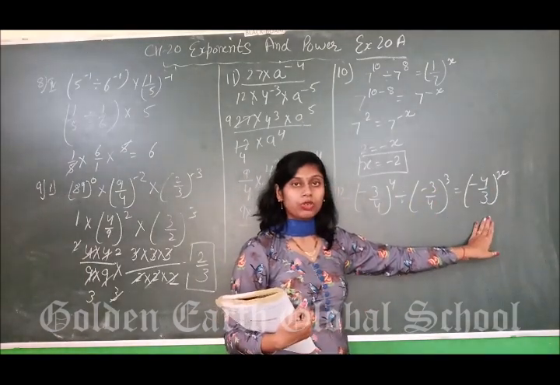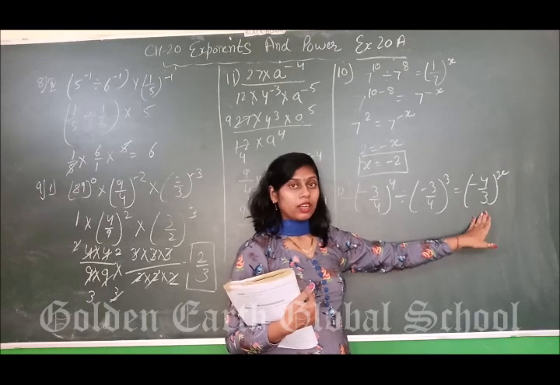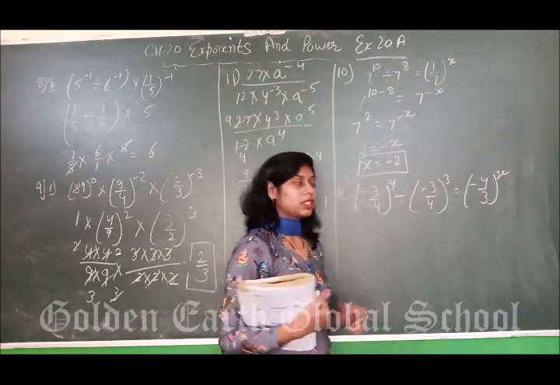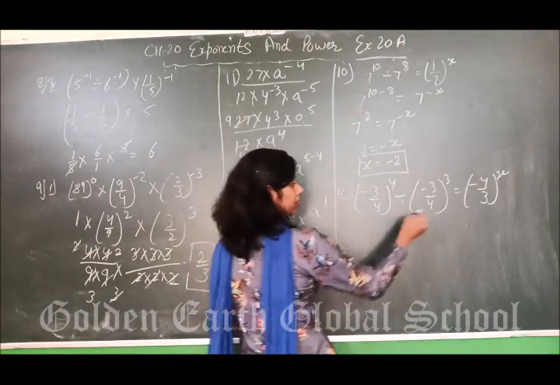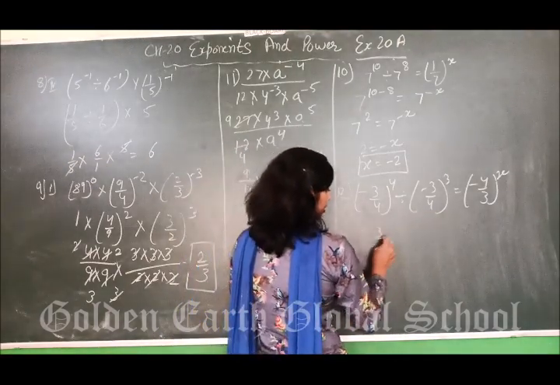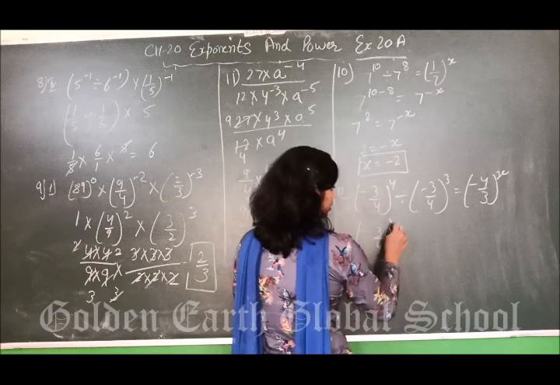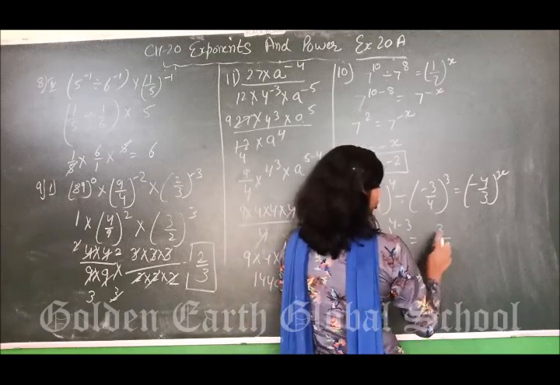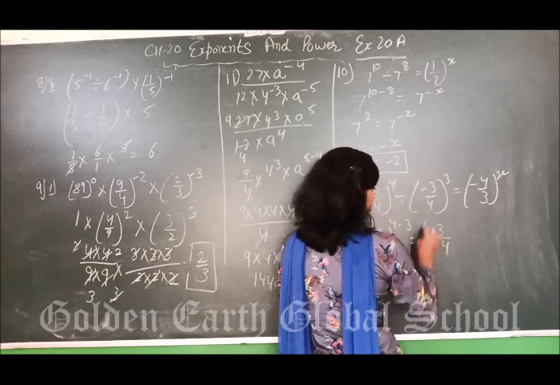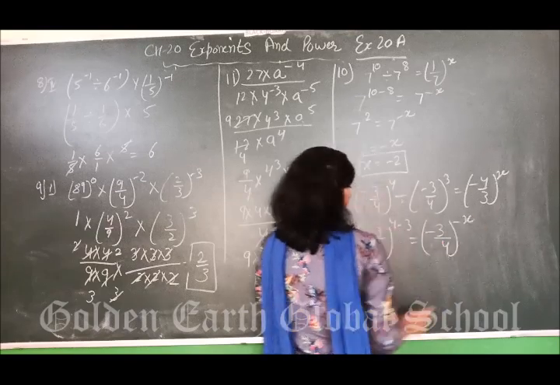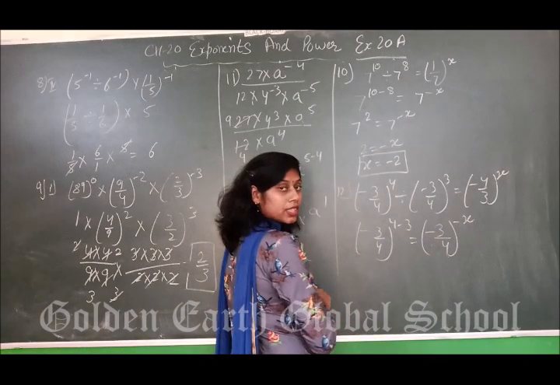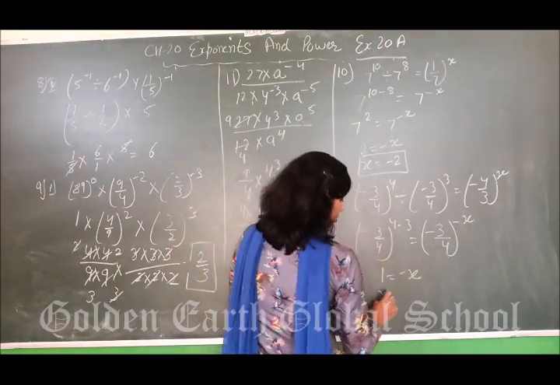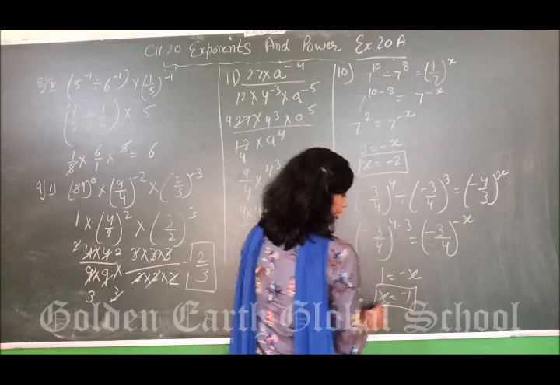So firstly we have to take the reciprocal and convert the positive power to the negative, because we have to make the base same. Left hand side we will apply the property. Minus 3/4 power will get subtracted. Here take the reciprocal, minus 3/4 raised to power minus x. Now bases are same, you can easily compare the power. 4 minus 3 is 1 equals to minus x. So x is equal to minus 1.